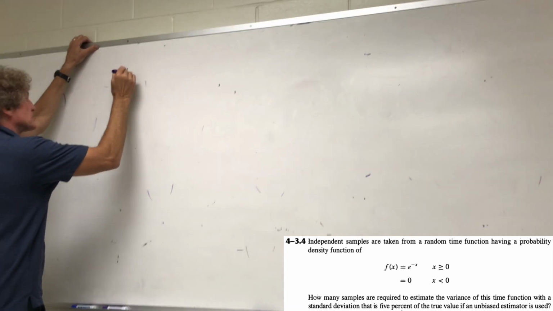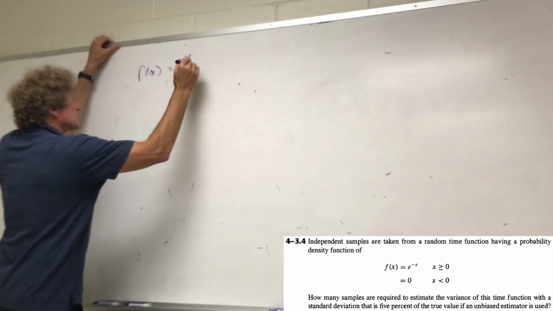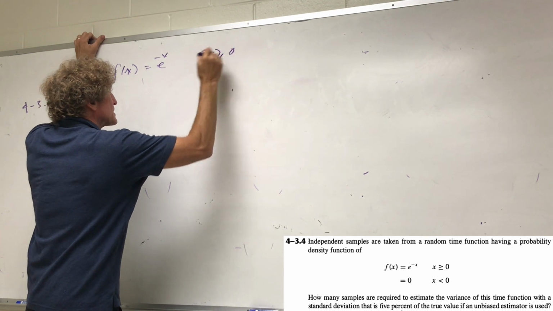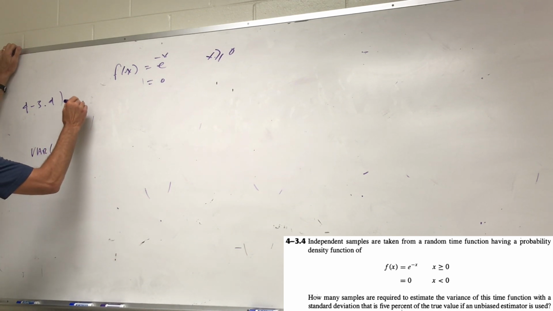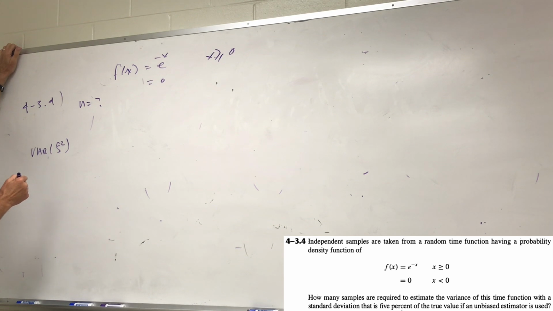4-3.4. F of x is what? E to the minus x for x greater than or equal to 0, and 0 else. Independent samples are taken from a random time function having a probability density function of each. How many samples are required to estimate the variance of this time function with a standard deviation that is 5% of the true variance? Okay.